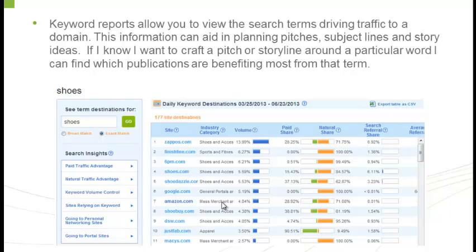Keyword reports will allow you to view the search terms driving traffic to a domain, and this information can aid in planning pitches, subject lines, story ideas, any kind of content. If I know I want to craft content around a particular keyword, I can find which publications are benefiting most from that term, are getting the most volume, have the biggest traffic makeup based on that keyword, and then you know really where to target the content that you're putting out.